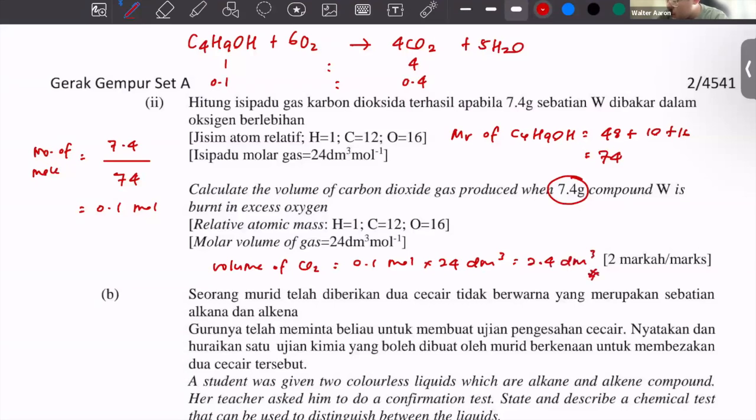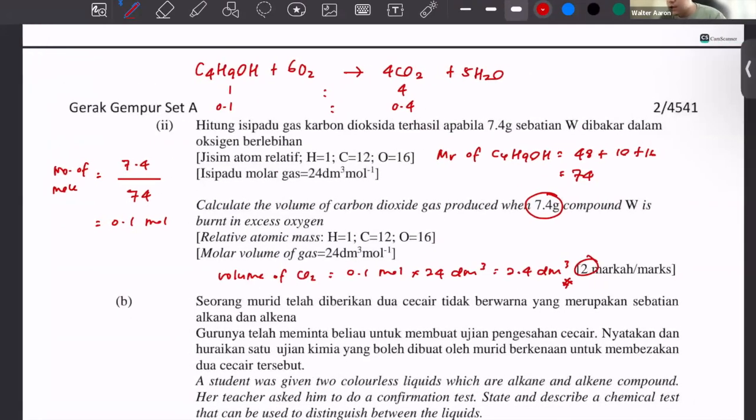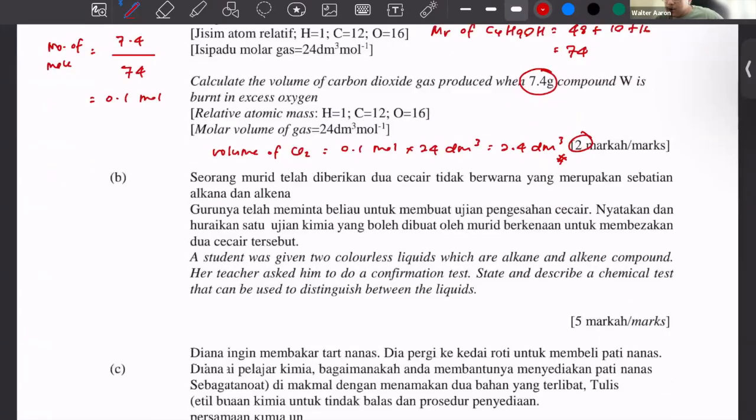All right, double check and see if the question wants you to put it in a specific unit or not. Meaning to say, sometimes they will ask you to include the answer in cm cube or in dm cube. So it's better for you to double check. So I'll say over here, since it didn't say anything, you can just leave it at decimeter cube, it's fine. So you get 2 marks for the calculations.